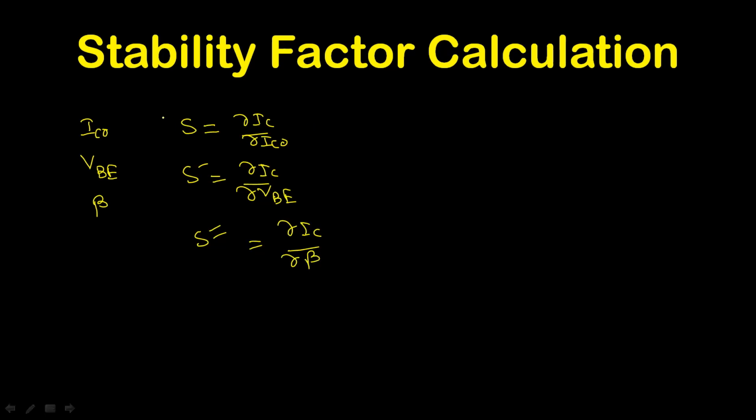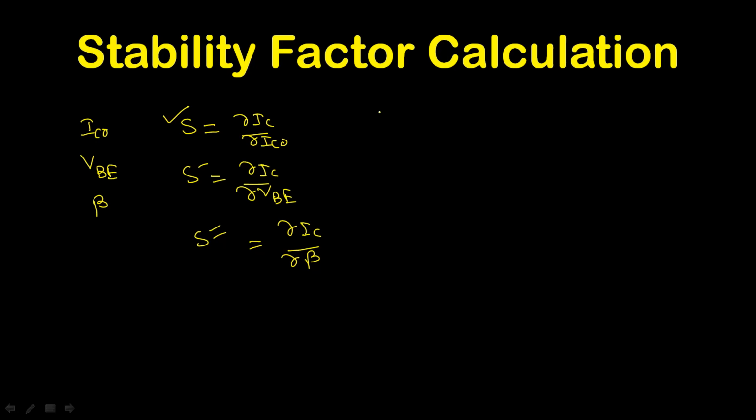Now among the 3, the influence of S is more compared to S dash and S double dash. That's why we are interested in measuring the stability performance of any circuit by measuring the value of S, that is del IC by del ICO. That means when the leakage current changes due to temperature, how it affects the collector current. Of course, a lower value of S is desirable to make our Q point fixed, that is constant. We do not want the Q point to shift with the temperature variation. The Q point must be constant to get proper amplification. So a lower value of S is always desirable.